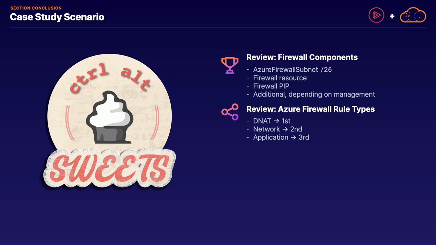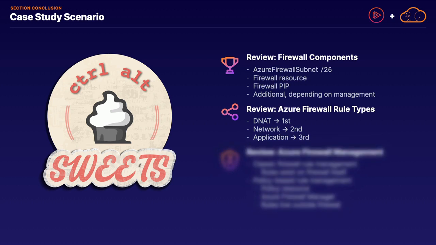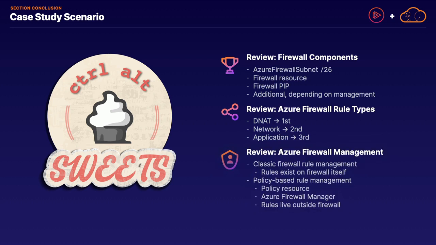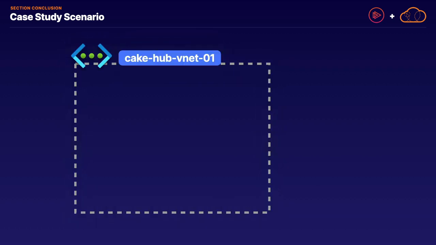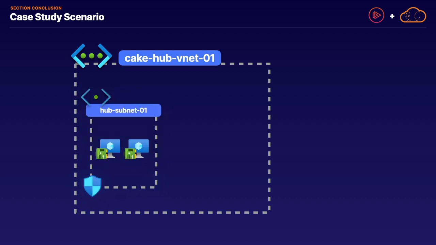Then we're also going to use it to review our Azure firewall management styles, comparing classic firewall rule management and policy-based rule management for our firewalls. So let's jump into our case study scenario here. We see we have our hub VNet, which we're familiar with. And then inside of that hub VNet, we have our hub subnet. And this is where our VM workload exists.